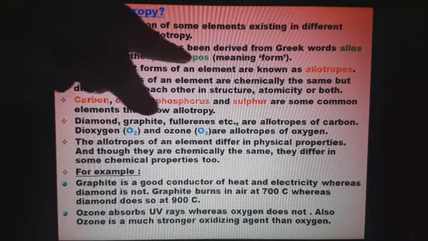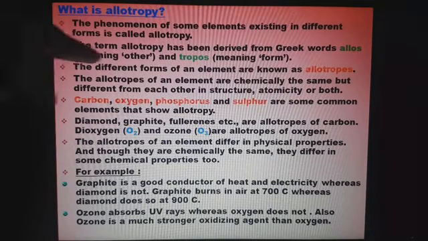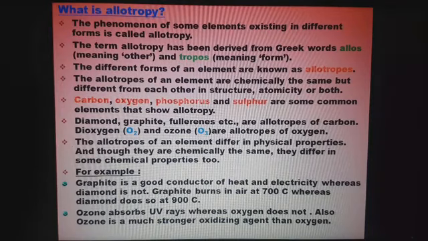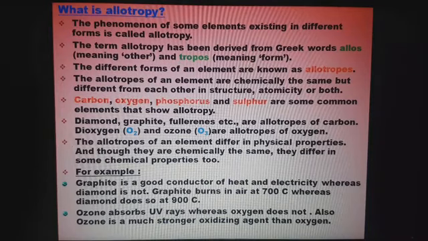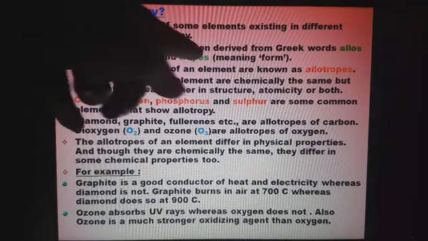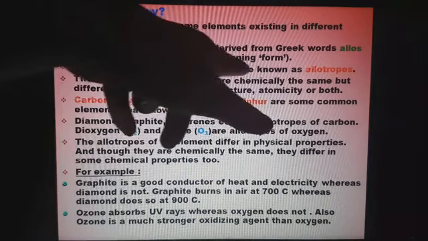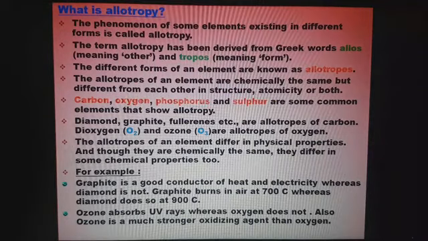The term allotropy has been derived from the Greek words allos, which means other, and tropos, which means form. So two Greek words are joined together to form one word, allotropy, which means other form. The different forms of an element are known as allotropes. The phenomenon is known as allotropy, and the different forms of that element are known as allotropes.